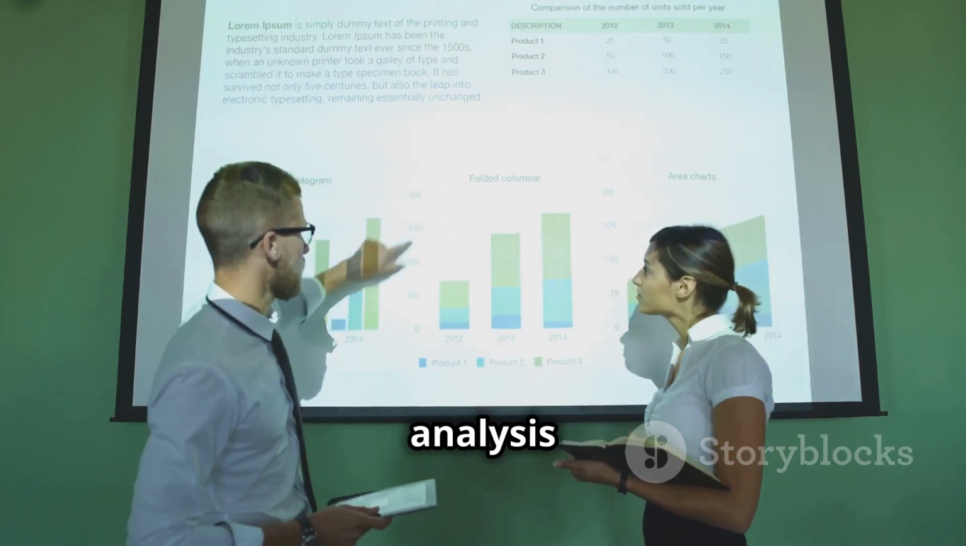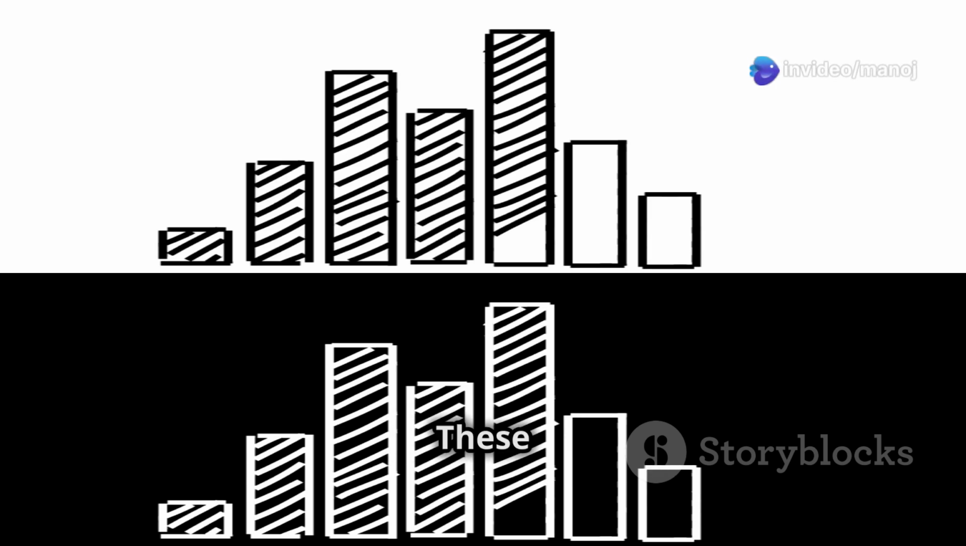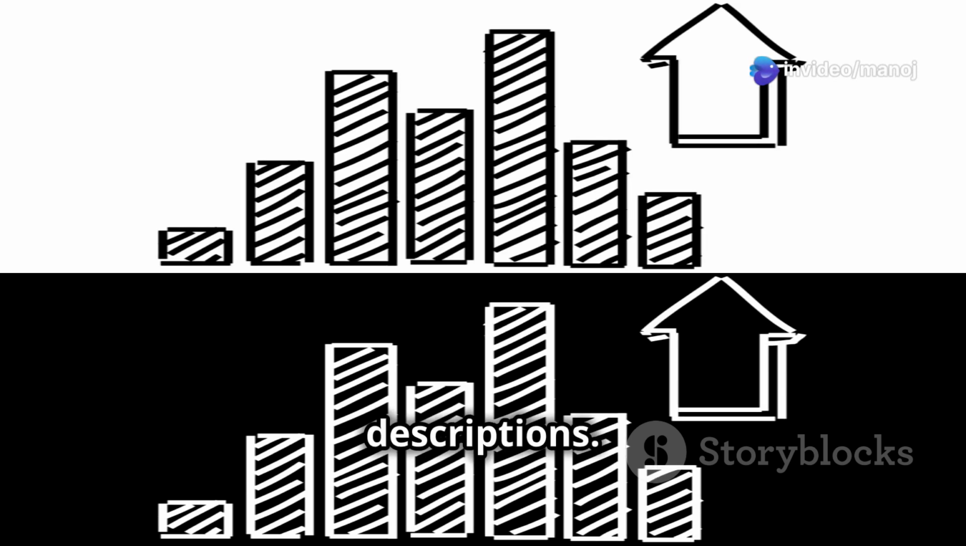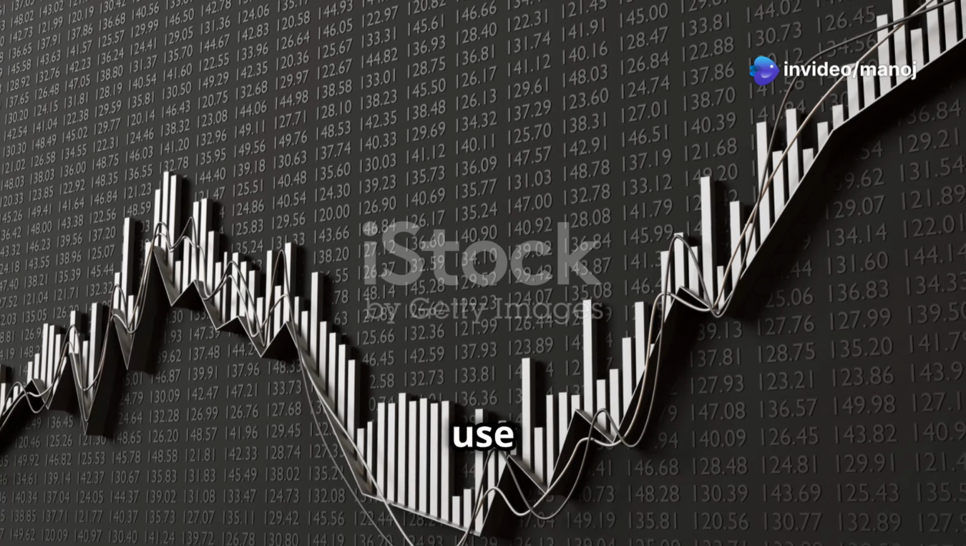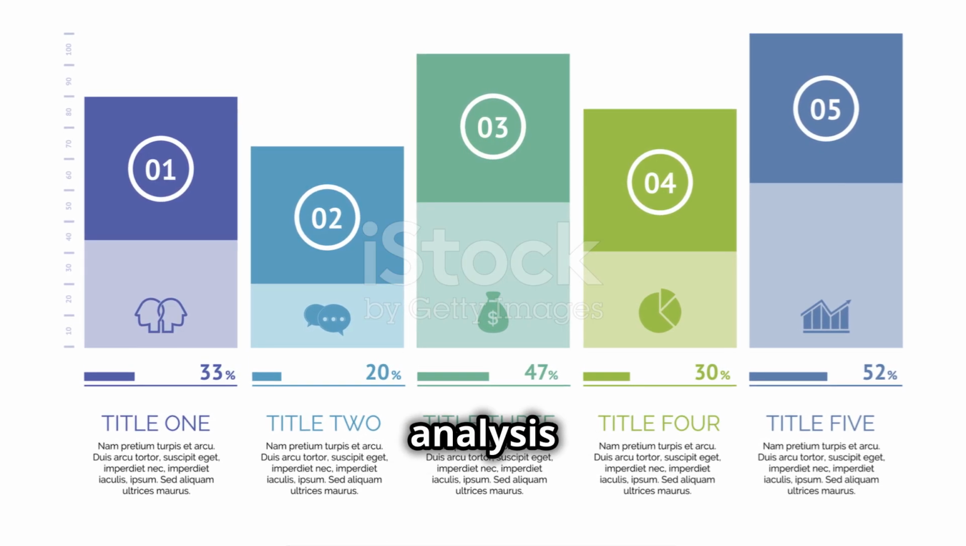This makes your analysis more engaging and varied. How about greatest, largest, or most significant for high values? These terms can add a bit of flair to your descriptions. And for low values, we can use smallest, fewest, or least significant. This variety in vocabulary keeps your analysis interesting.